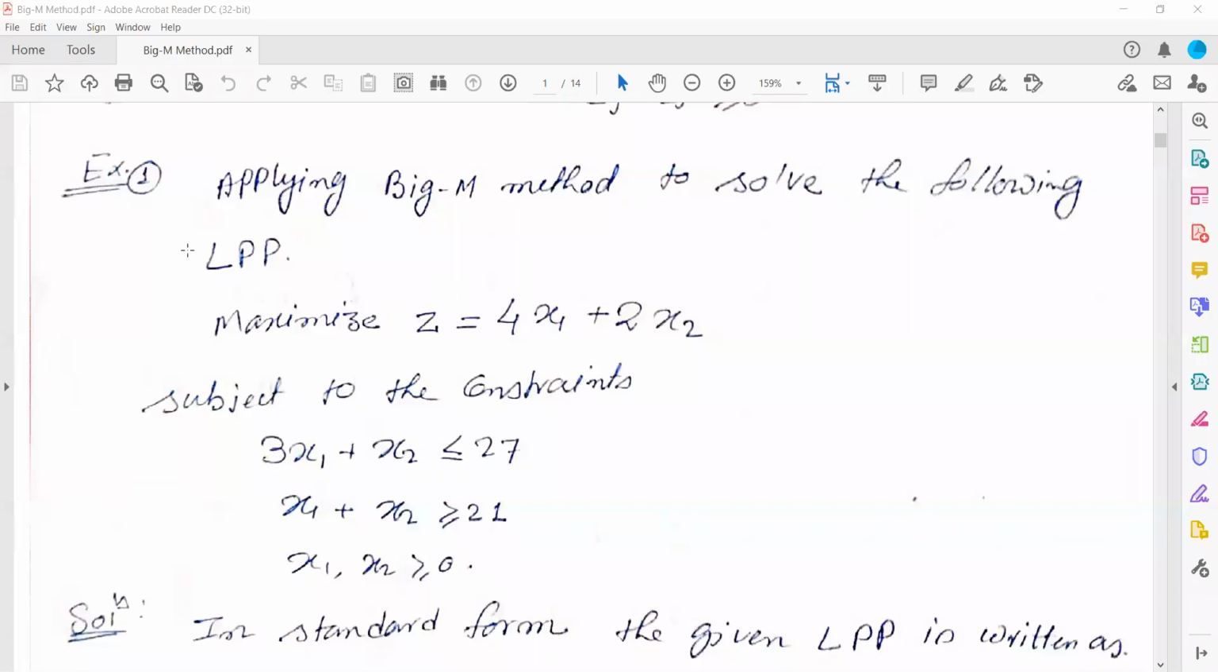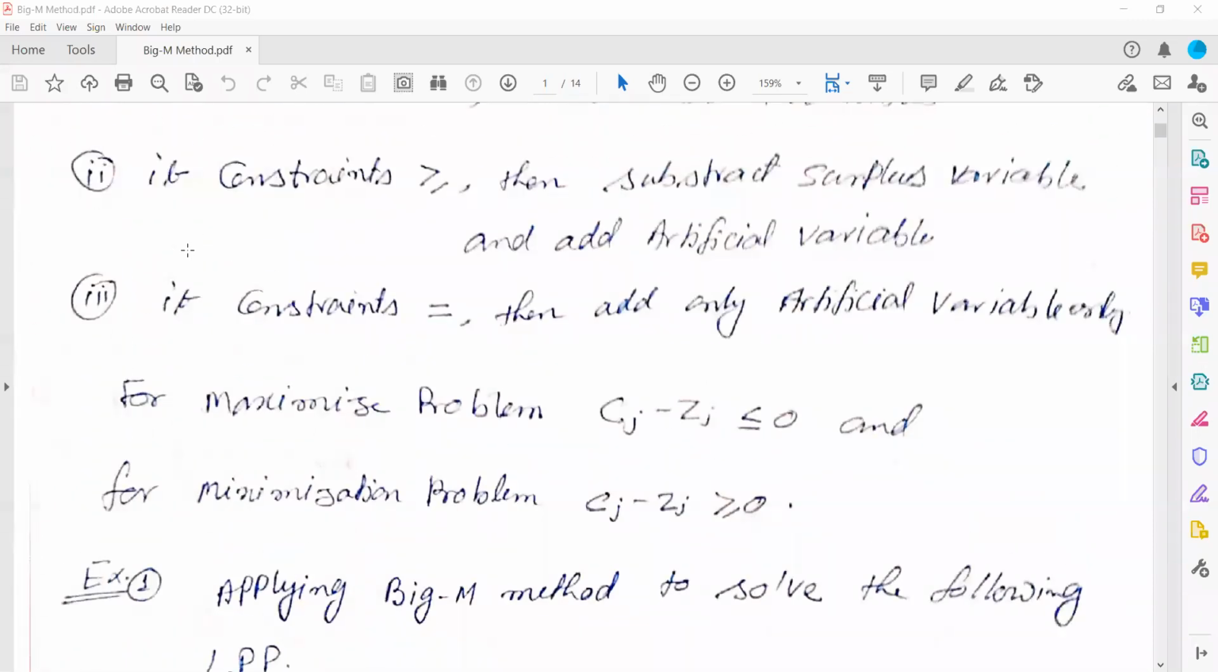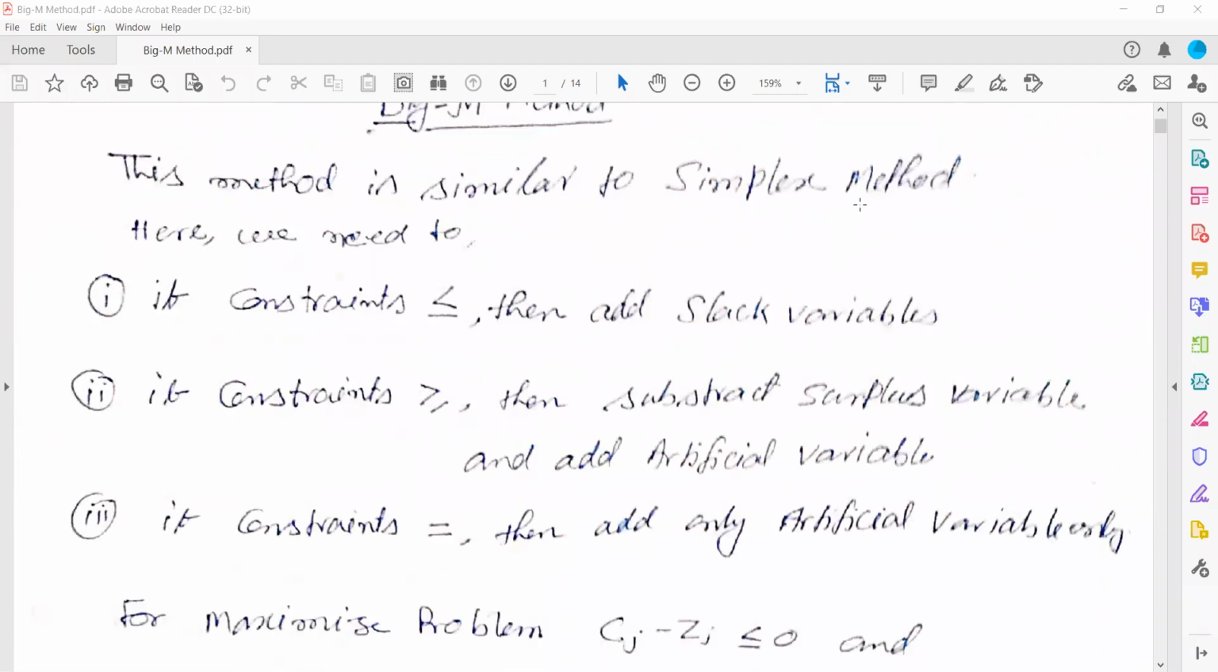Okay, so in the last class we discussed the BigM method, and I have already explained that. This method is similar to the simplex method, but no doubt the first few steps are different, and then ultimately we are using the simplex method only.